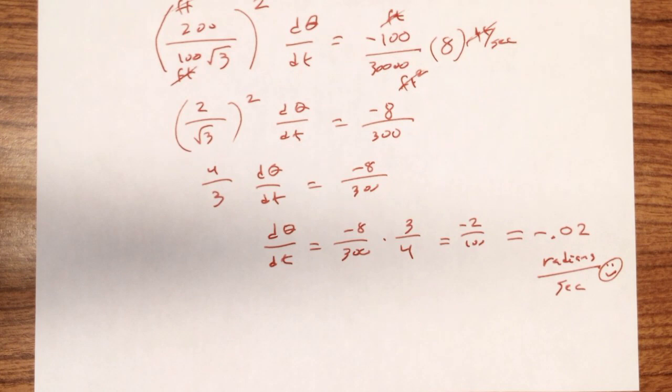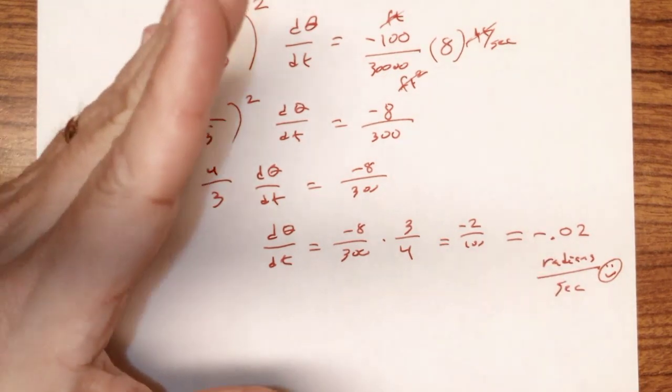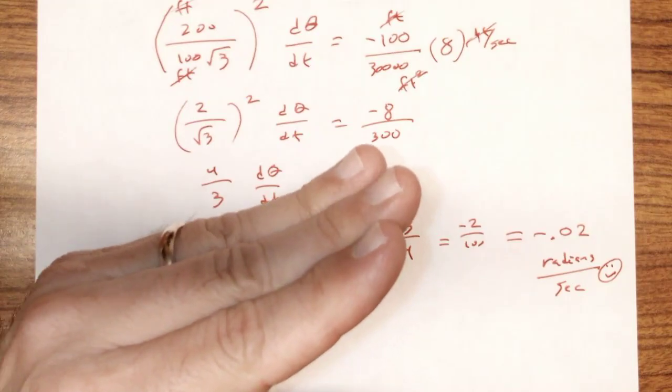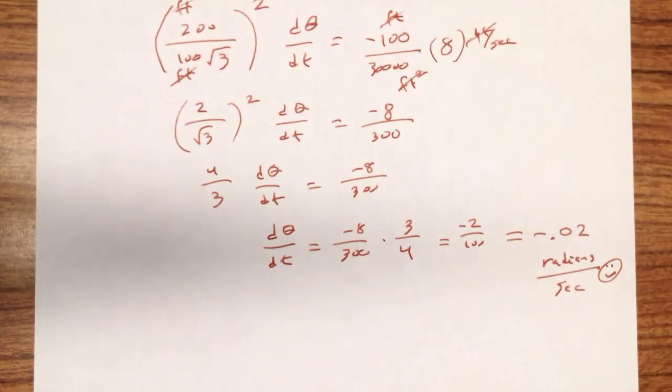Wow. Does it make sense that my angle is a negative change? Yes, because it's getting smaller as we let out more string and the kite travels further away from us. Makes perfect sense. It matches up with my picture of me holding the kite string and letting the string out.